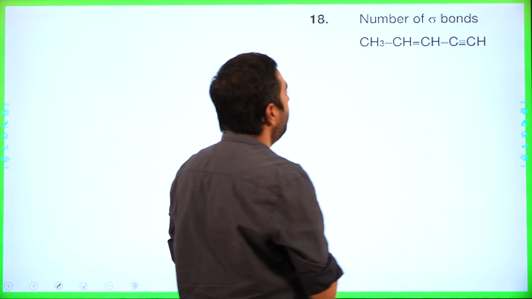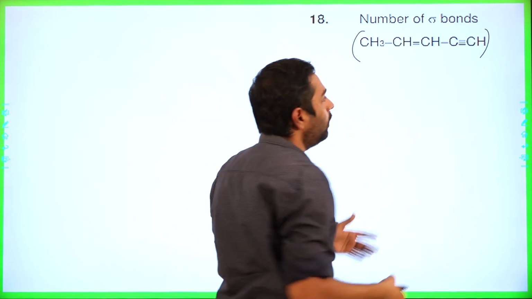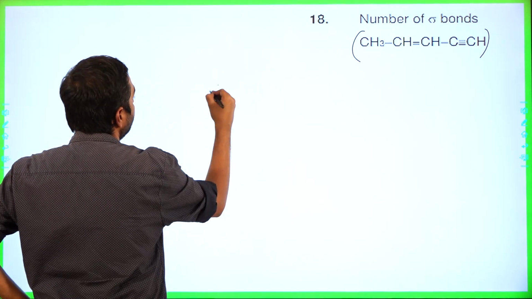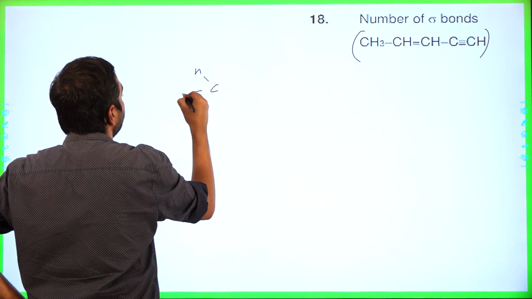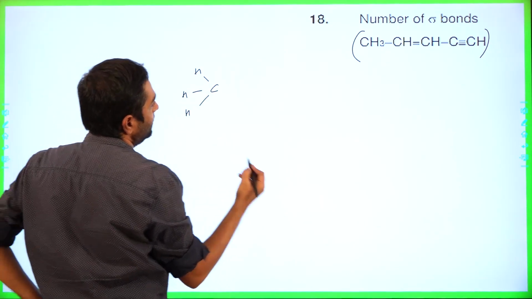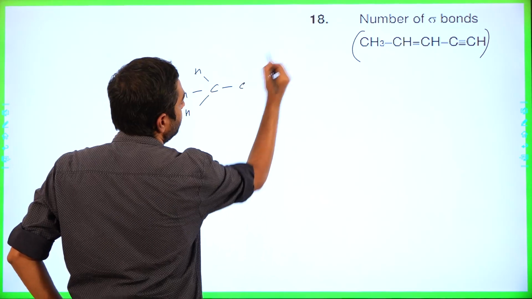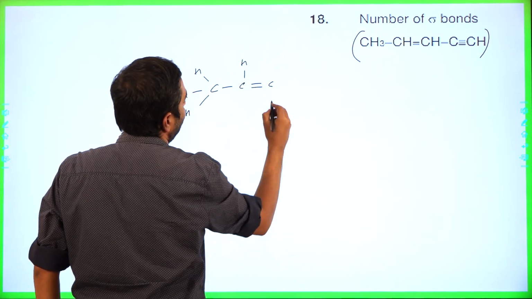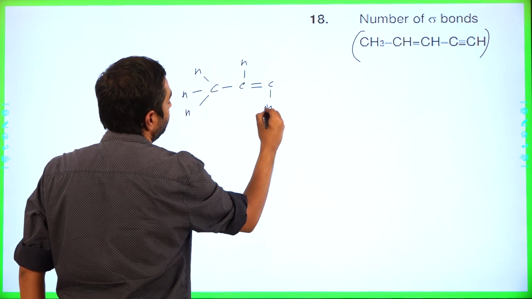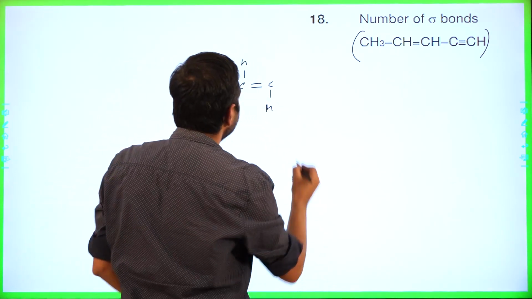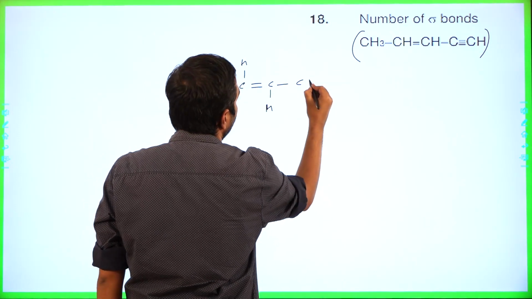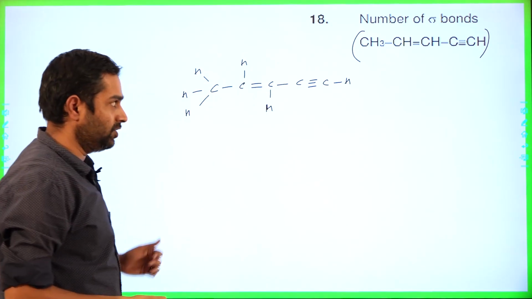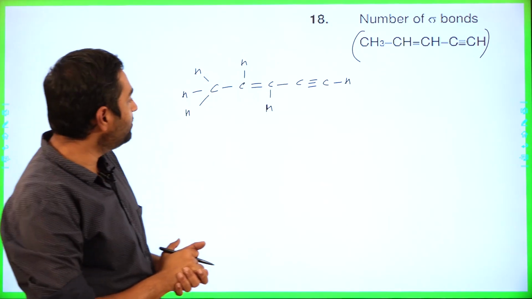Number of sigma bonds in this compound. Of course, the compound is not beautifully represented, so let me directly draw the compound again. CH3, single bond C, double bond C. I am having a H over here, another hydrogen over here, another single bond to a carbon here, a triple bond to carbon and another single bond to carbon, single bond to hydrogen. So this is the compound here. Let me confirm that this is the compound.